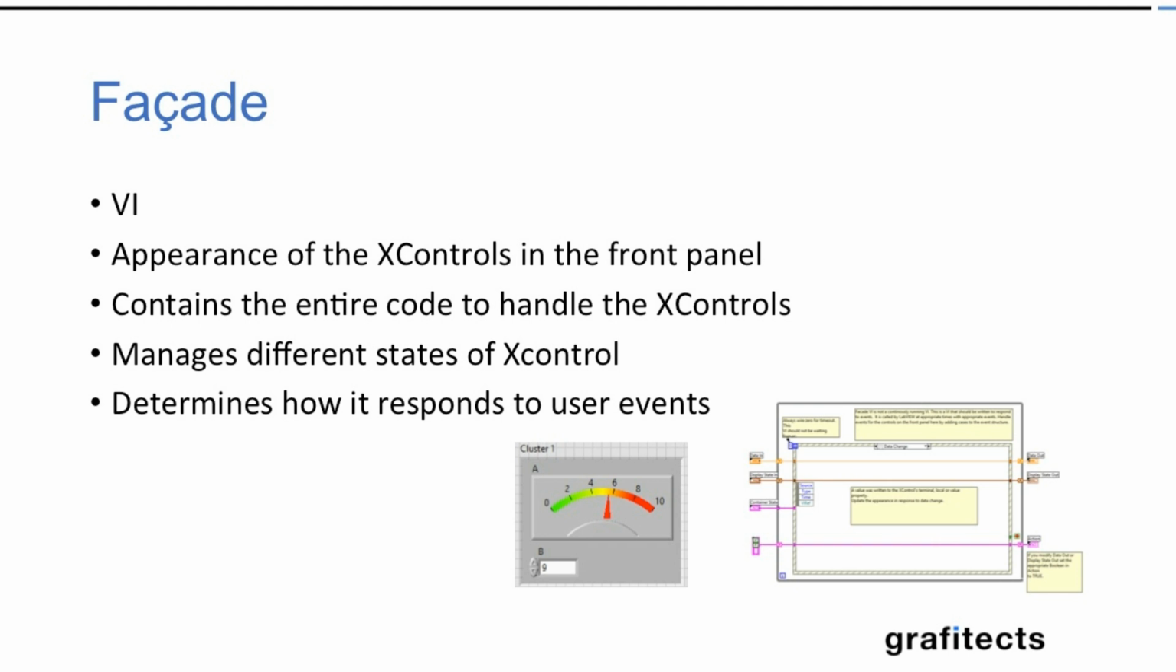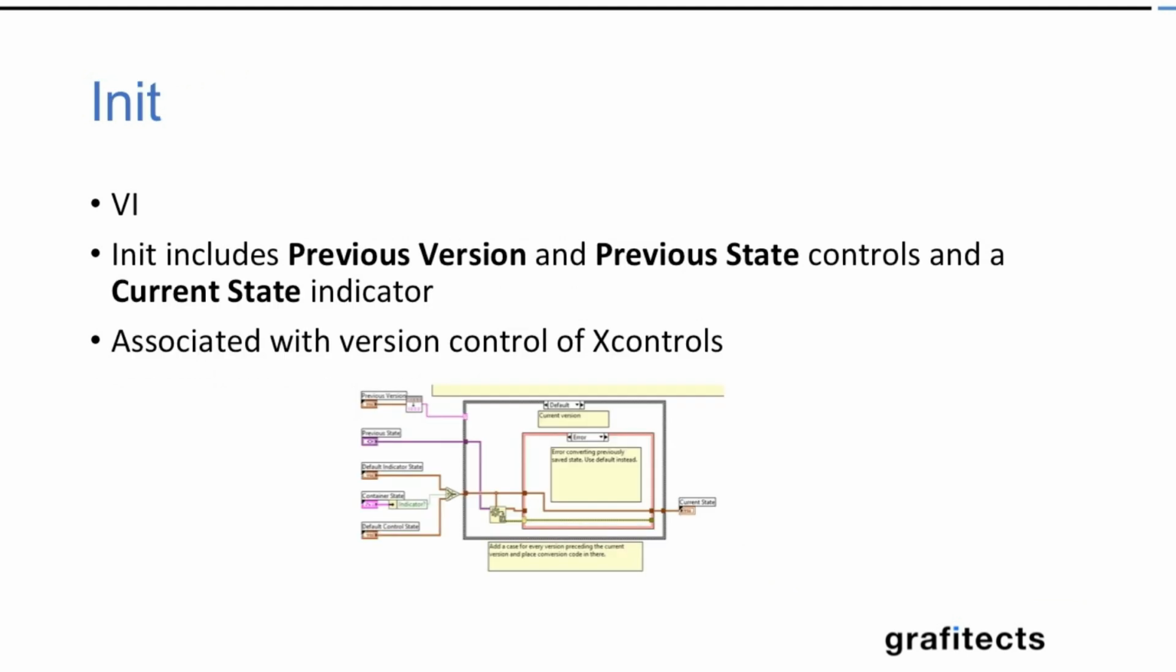Now if we look into the facade part. The facade is actually a VI, which is the appearance of the XControl in the front panel. It contains the entire code to handle the user events of all the user elements in your facade front panel. In the diagram, the cluster is now my facade front panel, and the user event code comes with the library, and that is our user event to handle the functionality of my XControl.